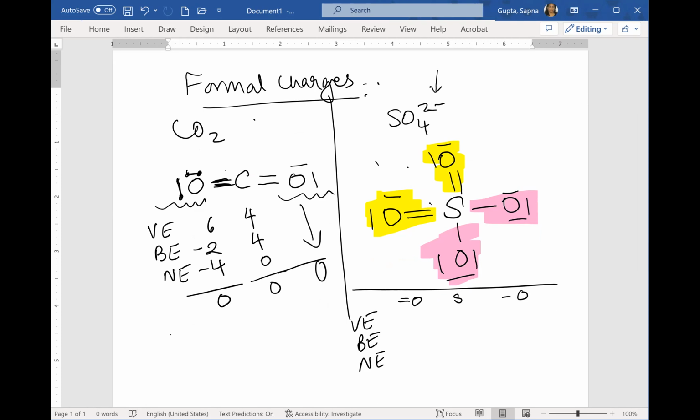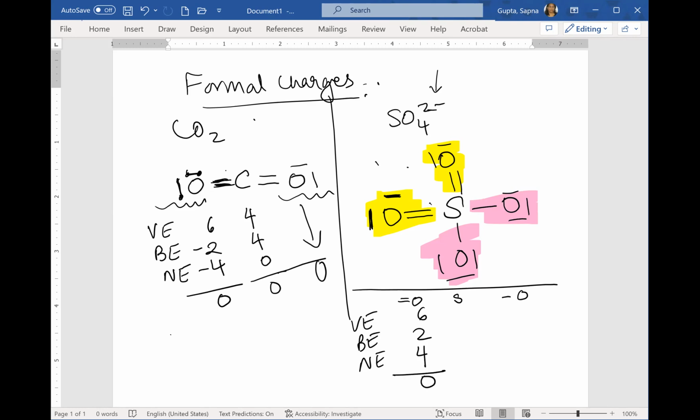So the valence electrons for oxygens are 6 because it's in group number 6. The bonding electrons in the yellow one are going to be 2 because it has 2 bonds, so that's 2. The non-bonding electrons are 4 because it has the 2 lines in there, and each of the lines represents, again, 2 electrons, so that's a total of 4, so the formal charge is 0.